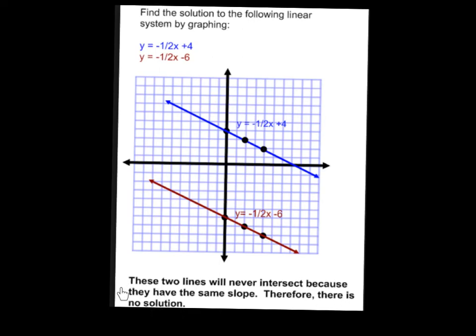Okay, let's read together on the bottom. These two lines will never intersect because they have the same slope. Therefore, there is no solution. You can ignore the part about the slope if that makes no sense, but it's clear here that they don't intersect. So it's possible I can give you two lines to graph, and there's no solution, and these are called parallel lines. Parallel lines will never intersect.